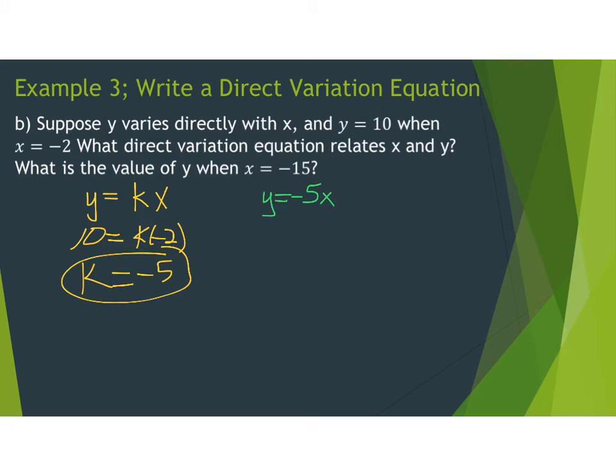Find the value of y when x is negative 15. Y equals negative 5 times negative 15. And we're going to solve for y. So negative 15 times negative 5 is a positive 75. So y is equal to 75.